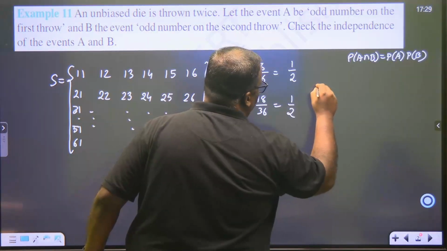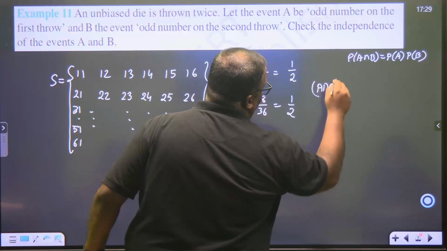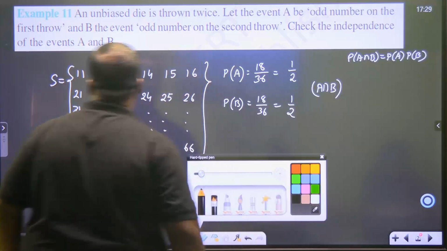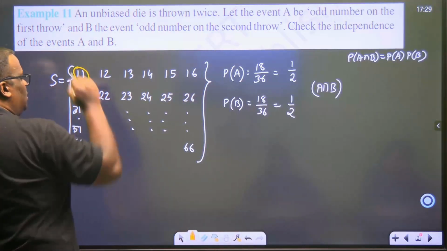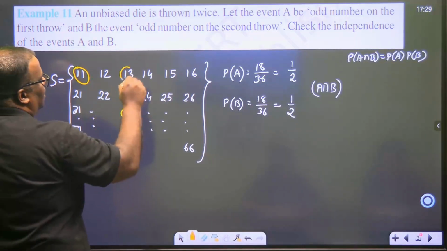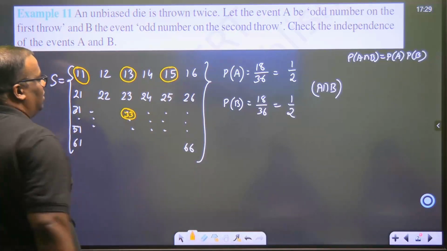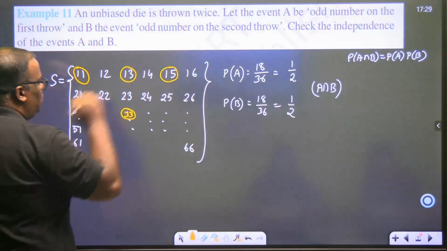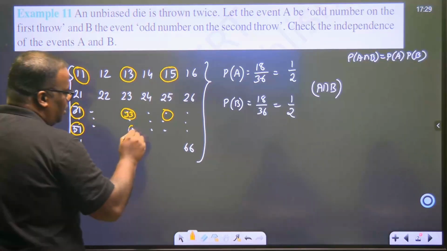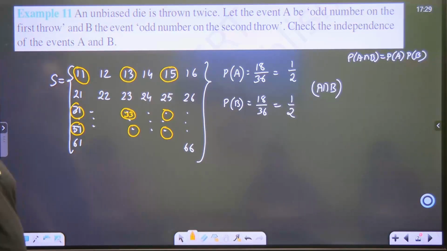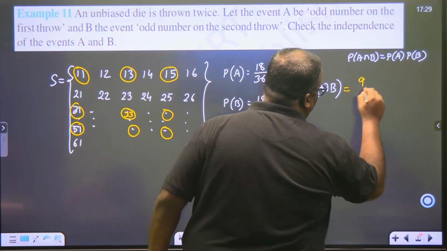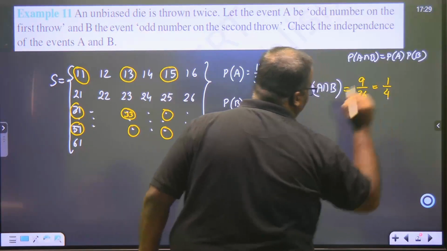Now look for A intersection B. A intersection B are those numbers which will be odd number on the first row and odd number on the second row. 3 3, right? 1 3, 1 5. Similarly, in this line you are getting 3. In this line also you will get 3. In this line you will get how many? 3. So 3 3s are 9. So if you try to see this probability, it will be 9 upon 36, which is equal to 1 upon 4. I think now you have understood.